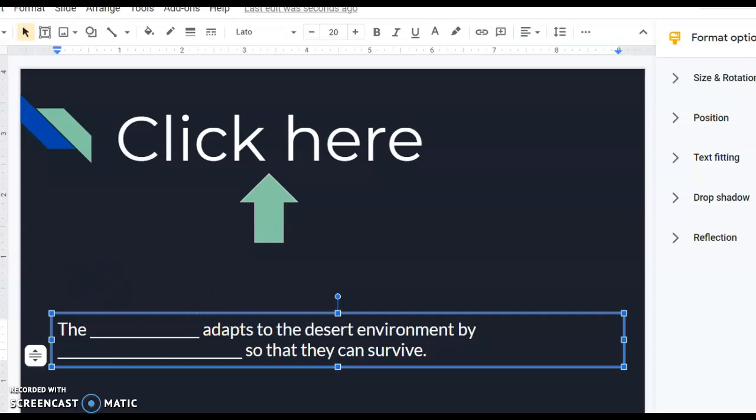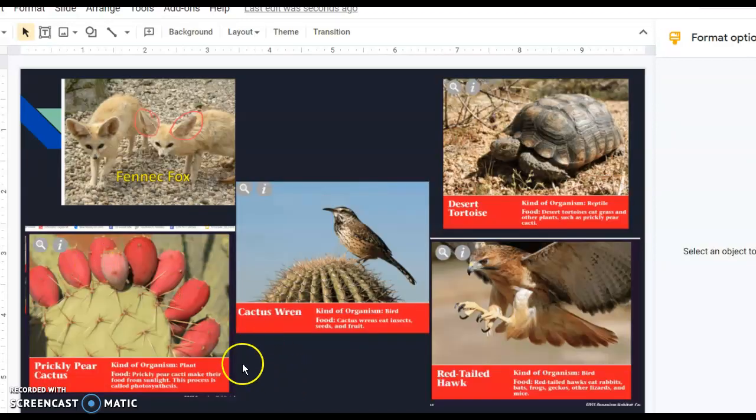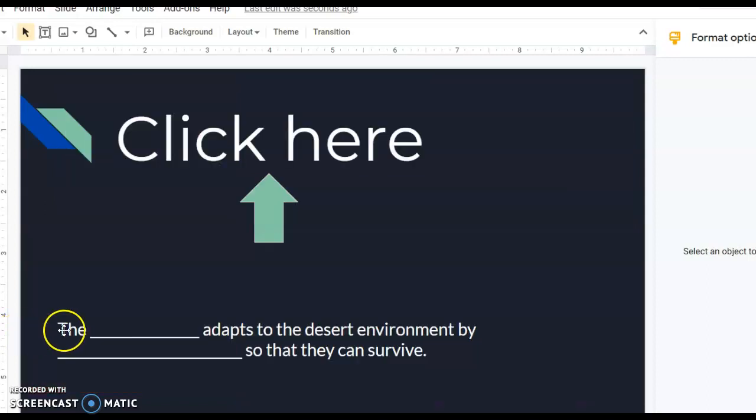So verbally, for example, I could pick the prickly pear cactus. In the video, it talked about how some plants' roots go right under the soil or right under the sand so that the second that it rains, all of that water gets absorbed right into the roots and up into the cactus, and the cactus stores the water inside of it. So I could say the cactus adapts to the desert environment by storing water inside of it so that it can survive.